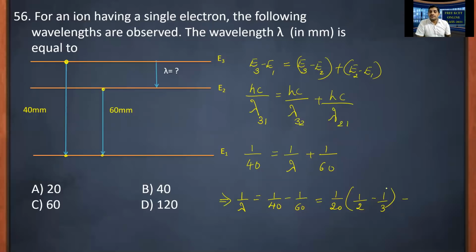So take the LCM. So this becomes 1 by 6. So it becomes 1 by say 120. So that becomes equal to lambda is equal to 120 millimeter.